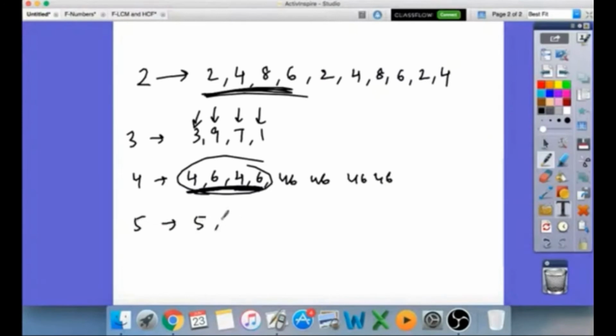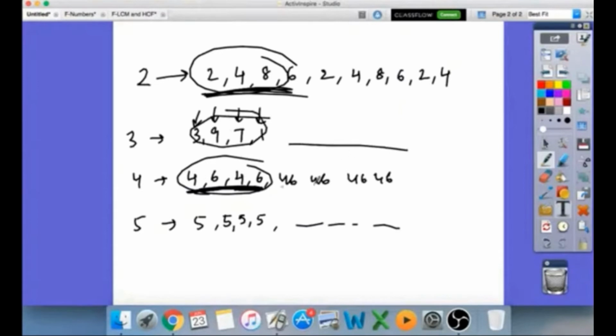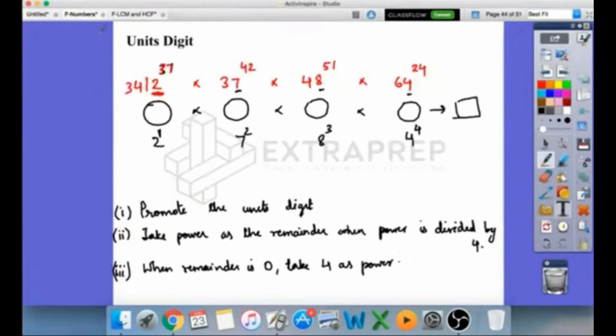So even if I write it as 5 everywhere, the same things will go on repeating. That's the reason every 4 digits, it's always the same. For every number, after 4 powers, it's always the same. That's the reason I asked you to divide it by 4. Any power, you divide it by 4 only, and you'll get the answer. That's what you'll have to understand.